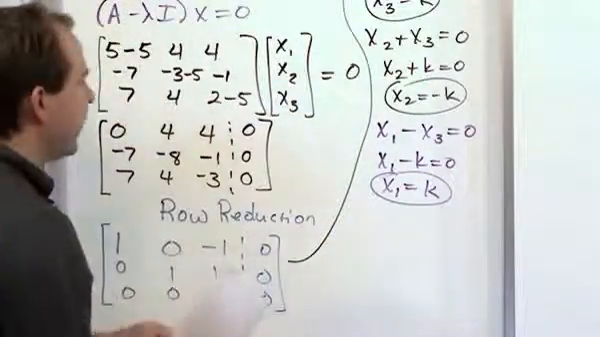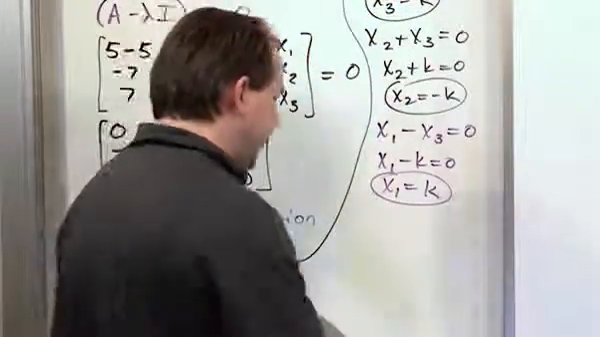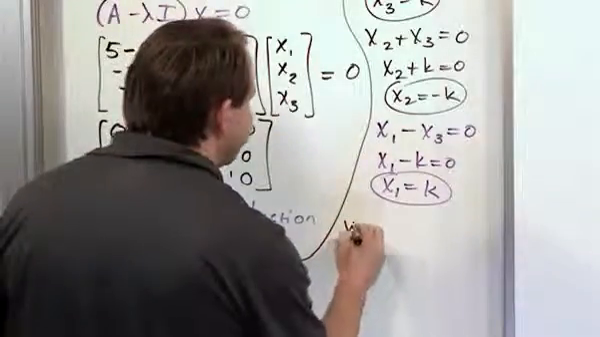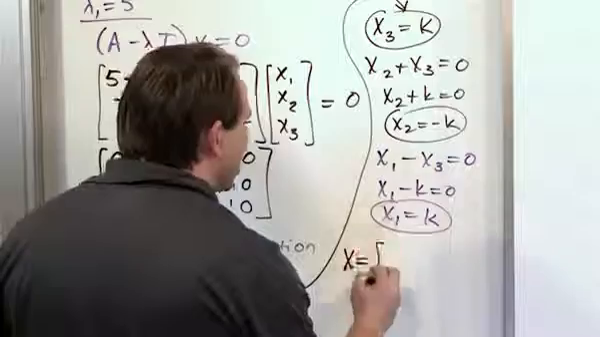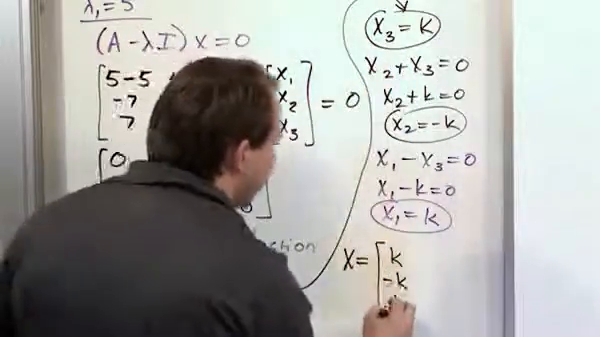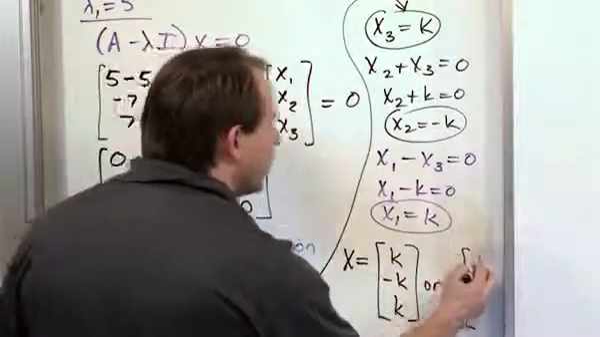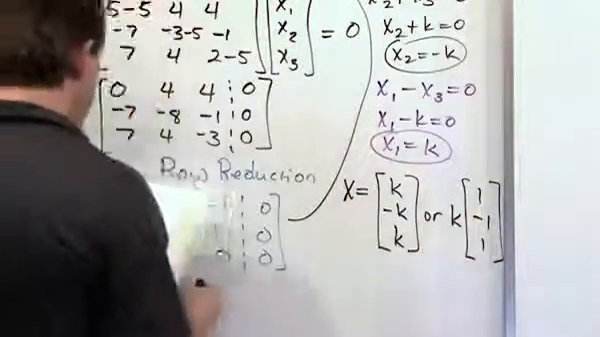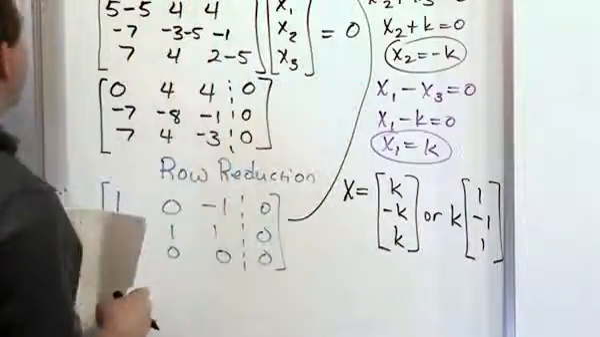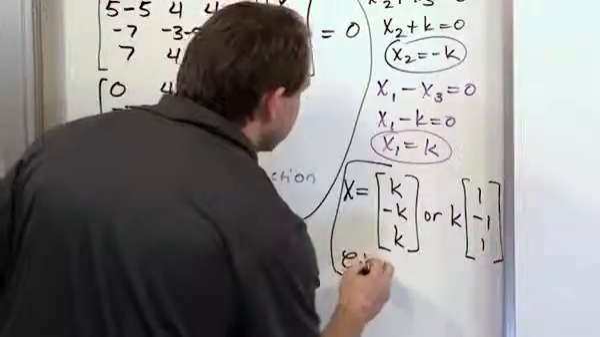So what you're trying to do is find what each value of x is in terms of the constant k, so that you can then write it down. You'll say that x is equal to x sub 1 is k, x sub 2 is -k, and x sub 3 is k. Or you can just pull the k out, and you could say 1, -1, 1. So the eigenvector associated with this eigenvalue of lambda equal to 5 is this guy. So this is the eigenvector.